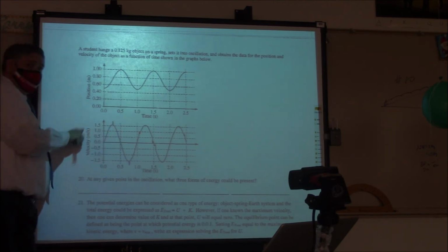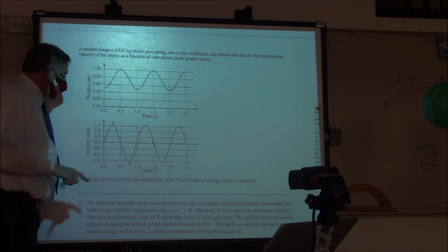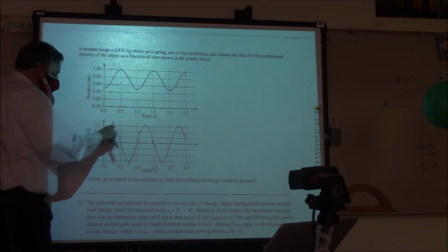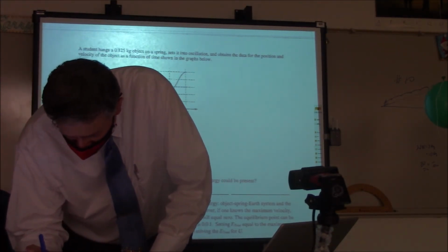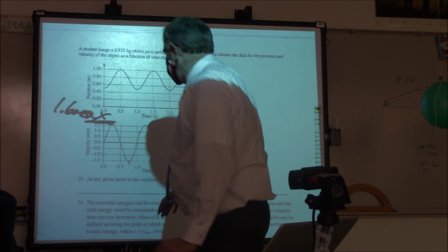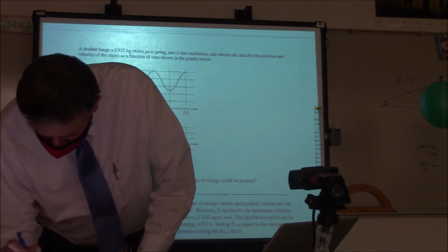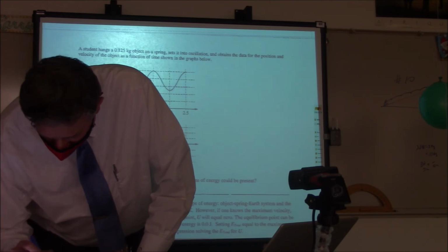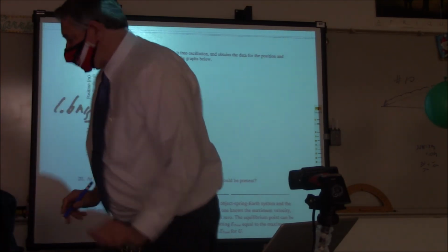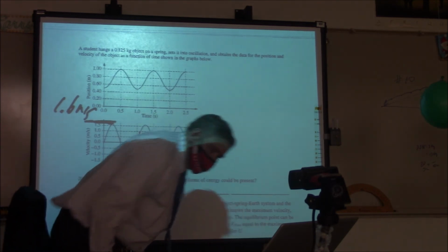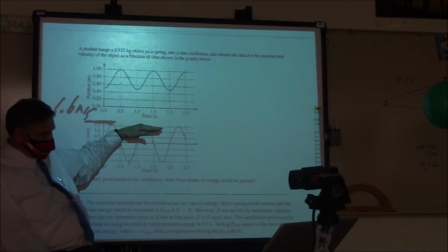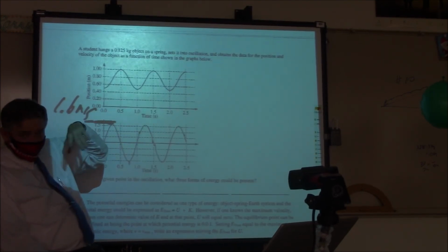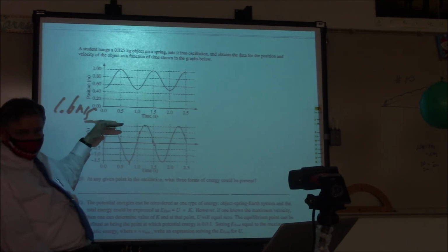Now, because this is going to be important later on, this is like 1.5, so we're going to call this maximum velocity here, so that everybody's using the same numbers. We're going to call this maximum velocity here 1.6 meters per second, okay? You're going to need that for some calculations later on. So this is going to be 1.6 meters per second.